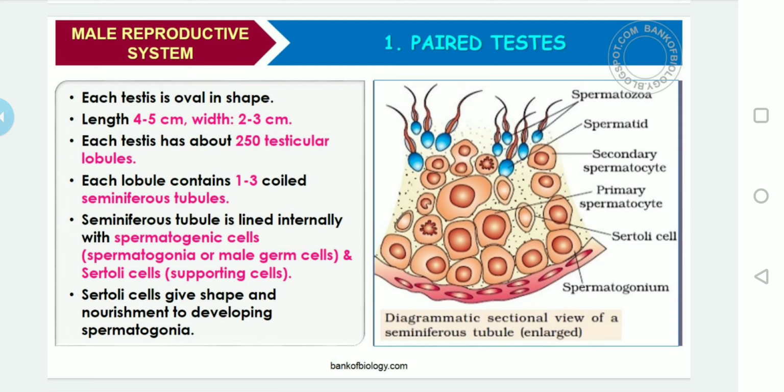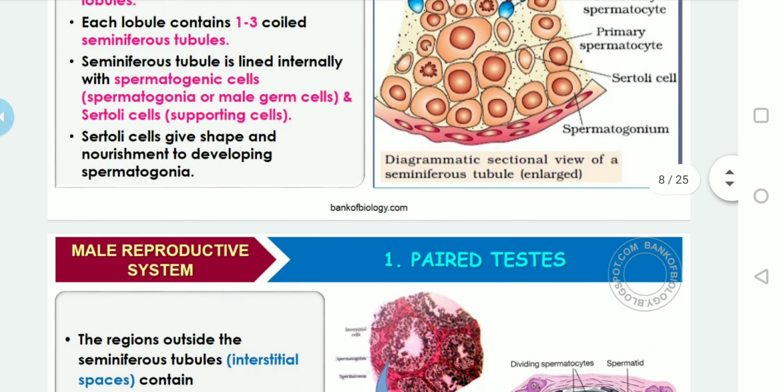I hope you can identify the diagrammatic representation on the right side. In that you can identify the structures: spermatozoa, spermatids, secondary spermatocytes, primary spermatocyte, Sertoli cells and spermatogonium. And remember, the region between adjacent seminiferous tubules is called interstitial spaces, containing small blood vessels and interstitial cells or Leydig cells, which synthesize and secrete testicular hormones. They are also called androgen or testosterone. They are commonly known as male sex hormone.